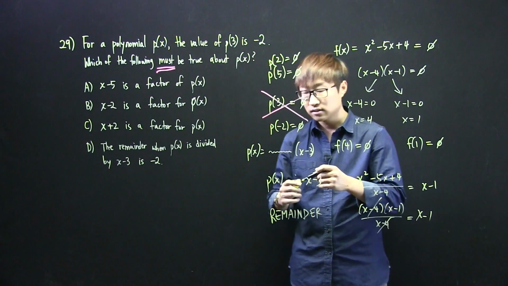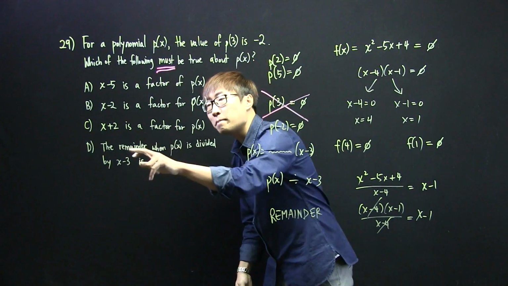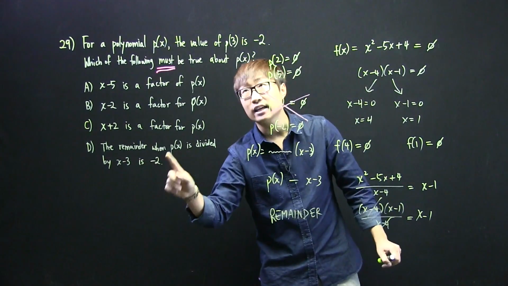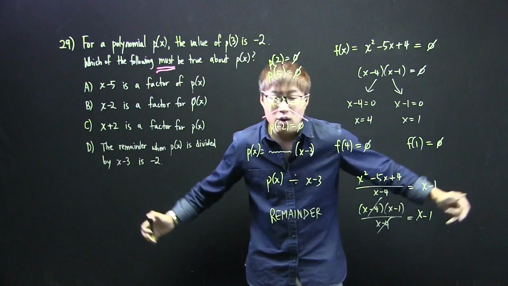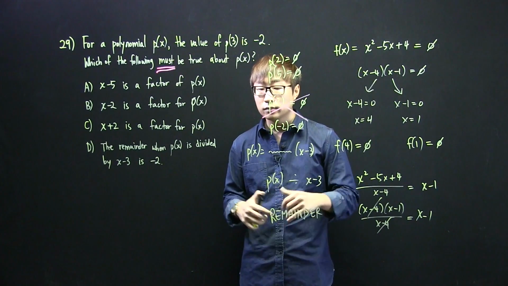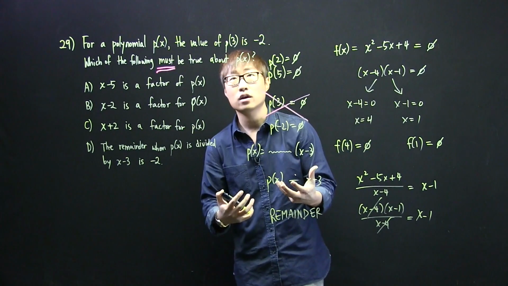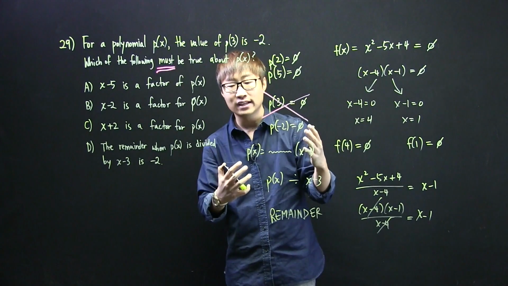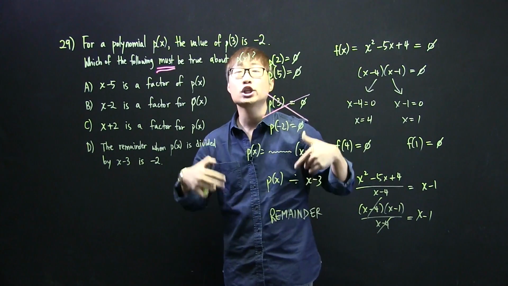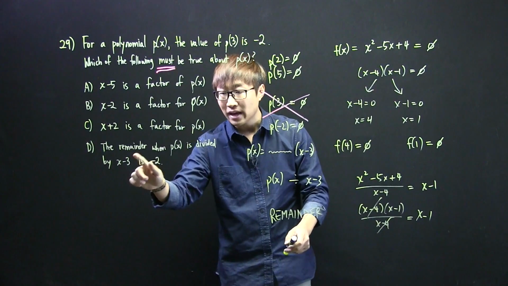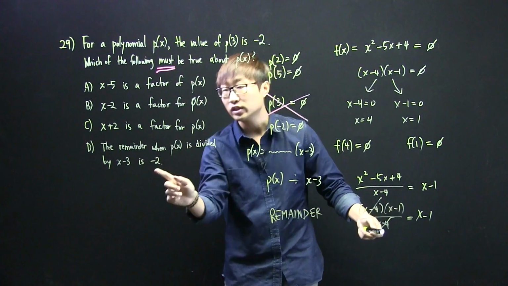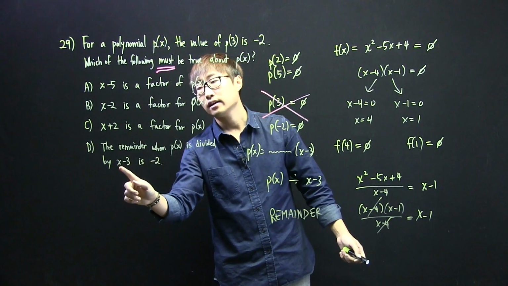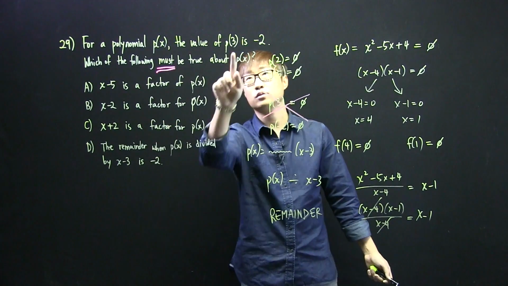Let's look at D, this guy. This suspicious, the longest guy. The remainder, when p of x is divided by x minus 3, is negative 2. Now, who knows what the remainder actually will come out to be, but what we know for sure is that p of 3 is negative 2, not 0, which means it's not a factor, which means that when it divides, it should give you a remainder. This one is saying the remainder will be there, which will be negative 2, which seems to be pretty logical when you divide the p of x by x minus 3 over here, x minus 3, p of 3.